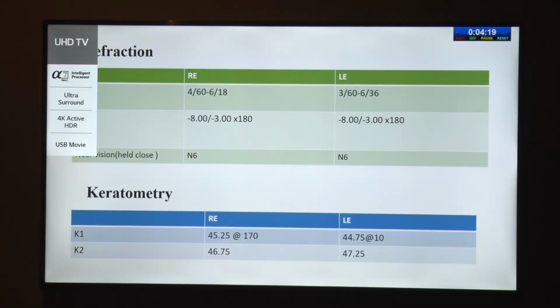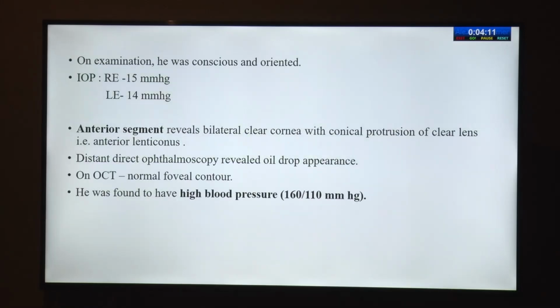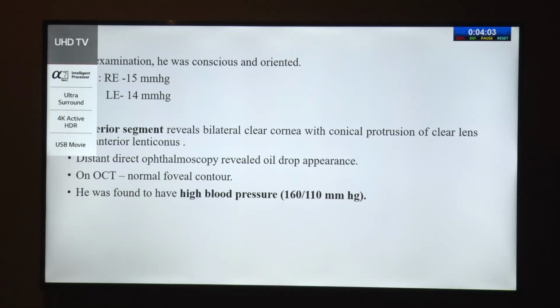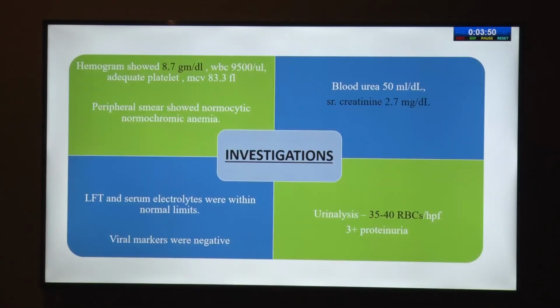Refraction of both eyes showed compound myopic astigmatism, regular astigmatism, and keratometry was within normal limits. On examination, he was conscious, oriented, and IOP was normal in both eyes. The anterior segment reveals bilateral clear cornea with conical protrusion of the clear lens, that is anterior lenticonus. Distant direct ophthalmoscopy revealed the oil droplet appearance. On OCT, there was normal foveal contour, and he was found to have high blood pressure, 160 by 110 mmHg. In the investigations, the patient showed anemia, serum creatinine was raised at 2.7, and urine analysis shows 35 to 40 RBCs.